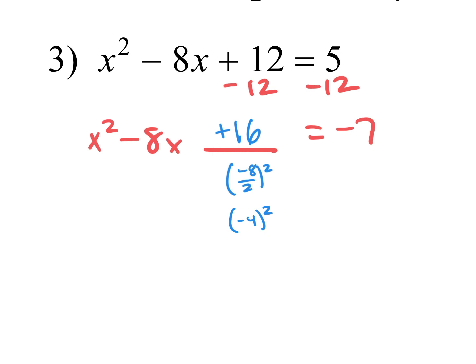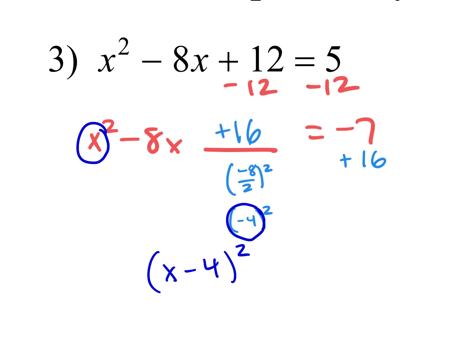What else do I have to do? Add it to the other side. Awesome. Add 16 to the other side. So then I have my parentheses squared. And what's going to go in my parentheses? Awesome. Whatever's squared here and whatever's squared here. So it'll be x minus 4. And then that's equal to negative 7 plus 16. 9.